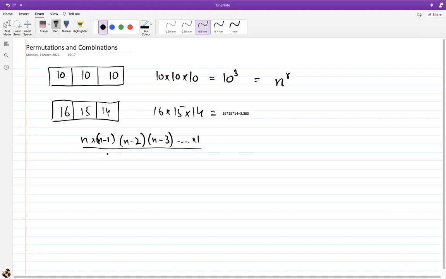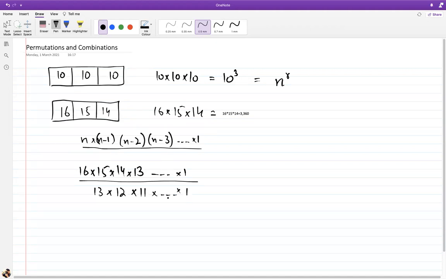So when they cancel out, it's like saying, okay, I have 16 people to choose from. So it's 16 times 15 times 14 times 13, all the way to 1, divided because we want to cancel out the 13th person, the 12th person, the 11th person, all the way to 1, all the people who I did not want. And that leaves me with just the 14, all of this cancels out. So it's like saying I have 16 factorial over 13 factorial. Or in other words, 16 factorial over 16 minus 3 factorial.